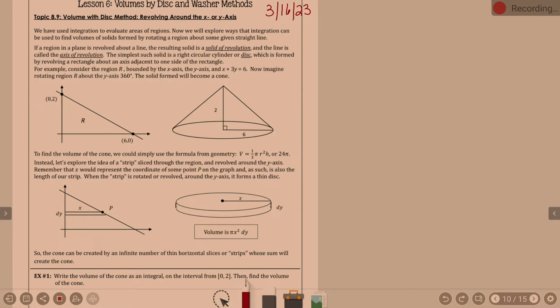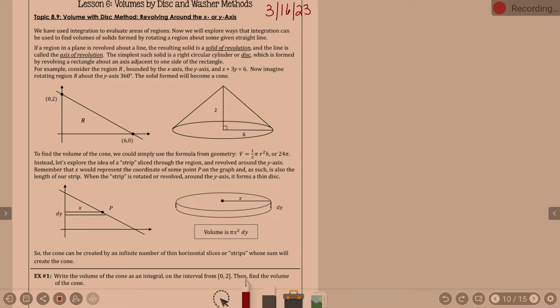And the idea basically is taking a graph and rotating it. Today we're going to be rotating it around either the x or y axis to make a three-dimensional shape, and finding the volume of that three-dimensional shape. Okay? So, if a region in a plane is revolved about a line, the resultant solid is what we call a solid of revolution, and the line is the axis of revolution.